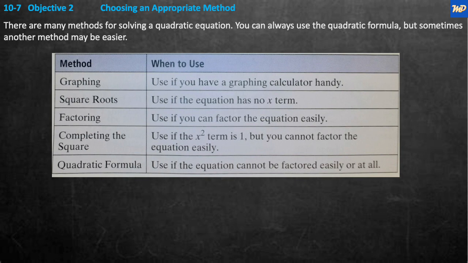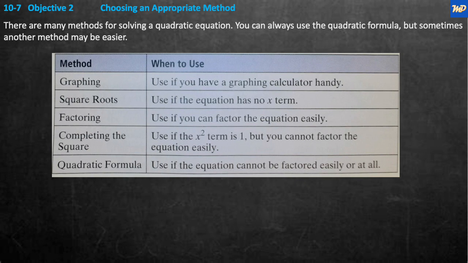Now, if you have a computer doing it, nobody cares. Well, if you're doing it by hand, then we start to worry about it. So it says there are methods of solving the quadratic equation. You can always use the quadratic formula, but sometimes there might be an easier method. So what are the methods? We have graphing, square roots, factoring, completing the square, and finally the quadratic formula. And when do you use it?